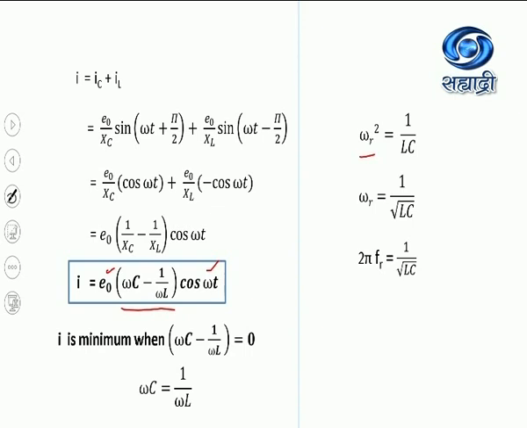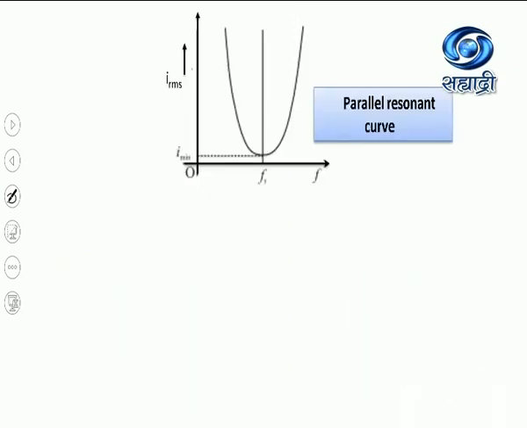But what is omega? 2 pi f. But here f is the resonant frequency, so we are replacing it by fr. So 2 pi fr will be 1 upon root of LC. From this we get fr is equal to 1 upon 2 pi root of LC. And you might have noticed that the formula for resonant frequency in series resonance condition and parallel resonance condition is the same, that is fr is equal to 1 upon 2 pi root of LC.